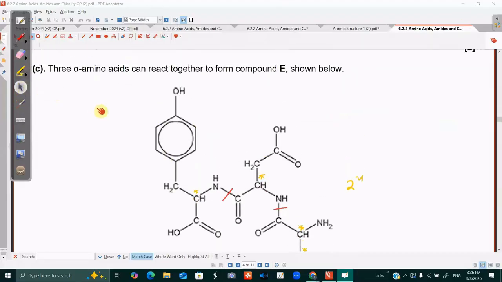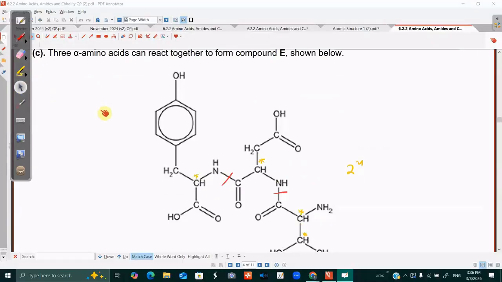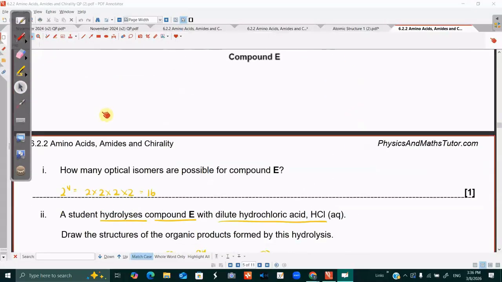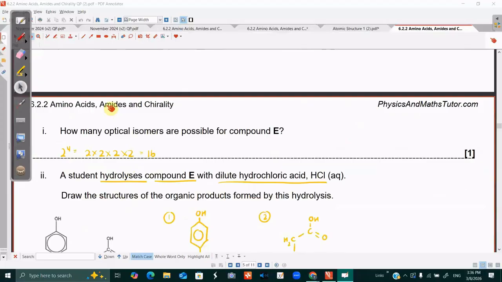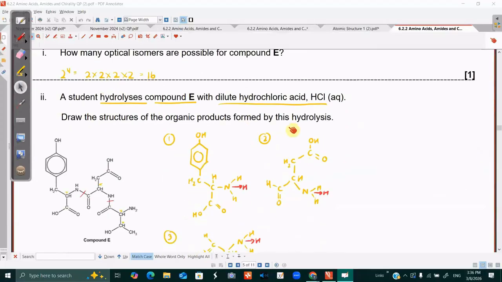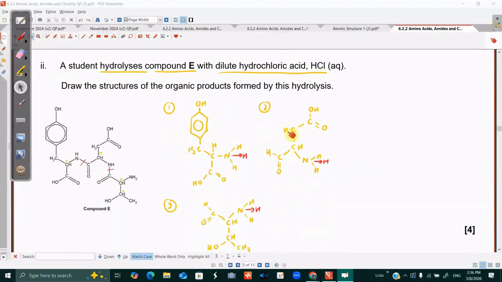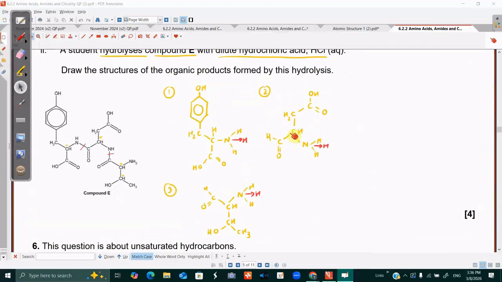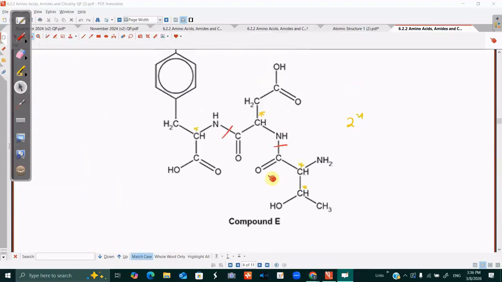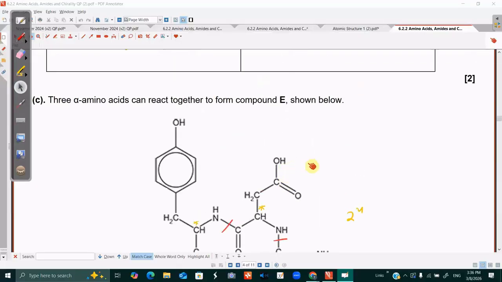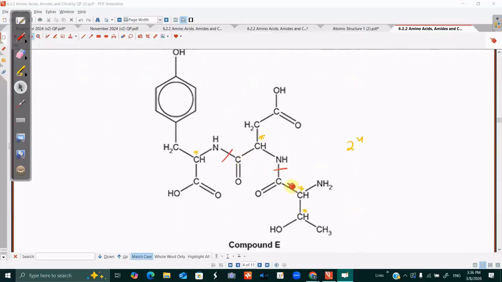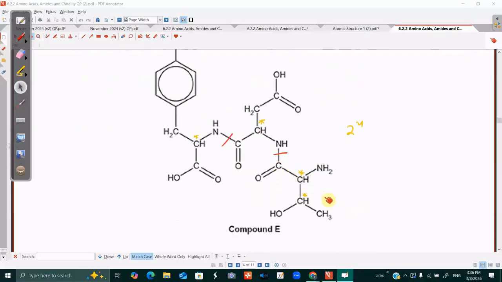Three amino acids react together to form compound E. We have done something similar to this, right? I guess we have done this. I wasn't sure if I did the splitting quite correctly though. Let's see, amino acid E. It is getting broken from here, getting broken from here.